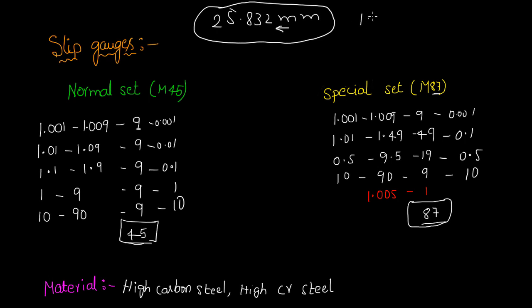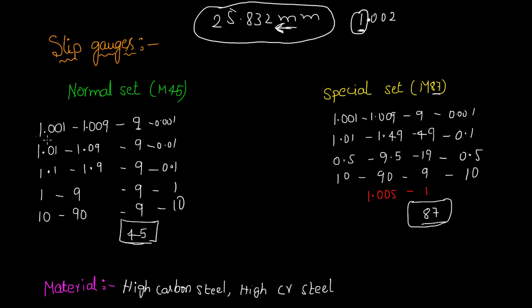That means 1.002. Why 1.002? Because the least value of slip gauge height is 1.001 and we can't build 0.002. So that's why 1.002. Always start from the last, always start from the decimal points. Then it will be very easy to build the height.